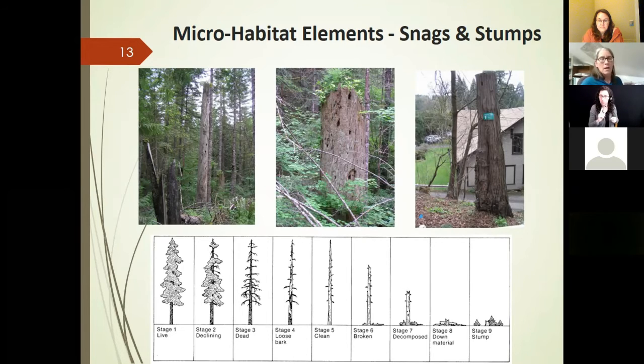So I just wanted to talk about how to provide some snags and stumps. And so here are a couple of examples. The picture on the right actually is of a stub. It was a created snag.